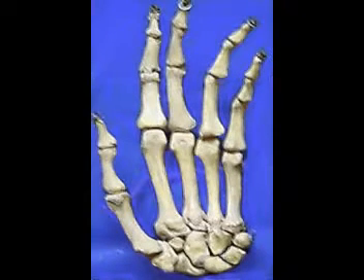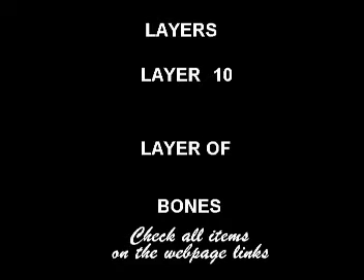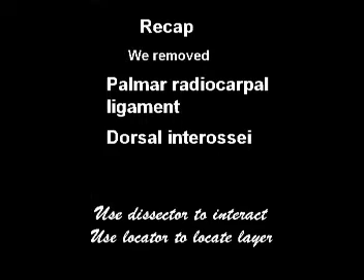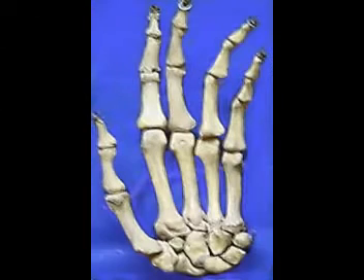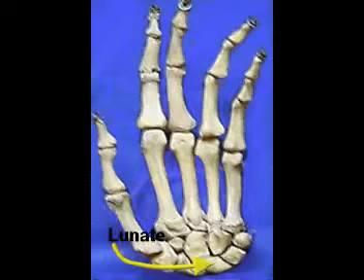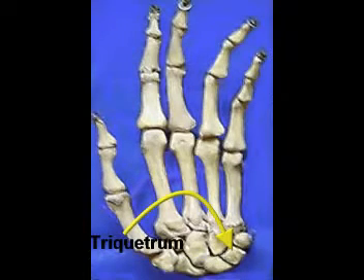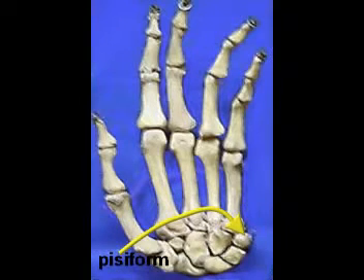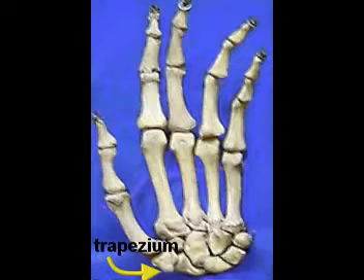Bones of the hand include the carpals, metacarpals, and the phalanges. We are now in the last layer of the palm, which is the layer of bones. To recap on how to reach this layer, we had removed the palmar radiocarpal ligament of the wrist joint and the dorsal interossei. A couple of bones include scaphoid, lunate, triquetrum, and pisiform. These are bones of the distal row.